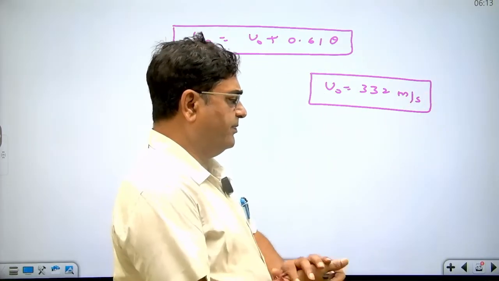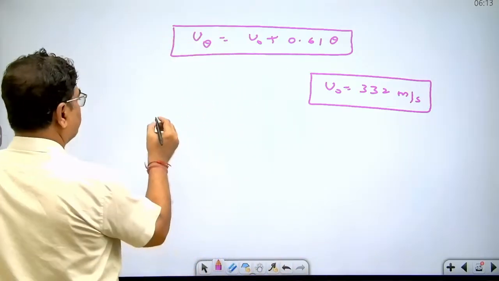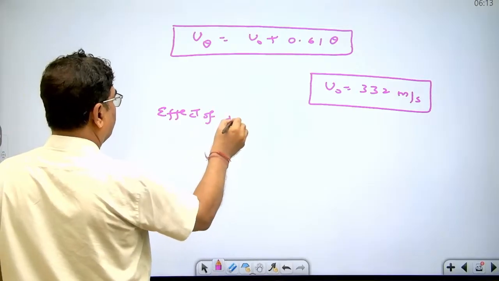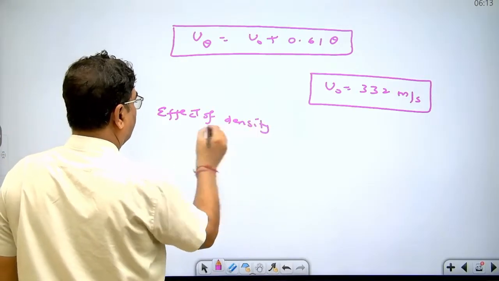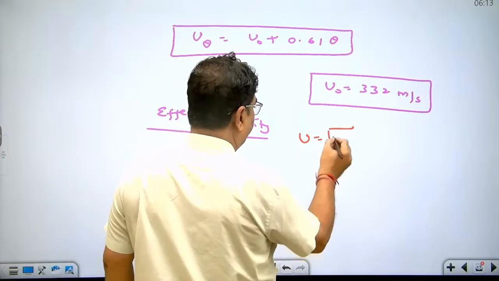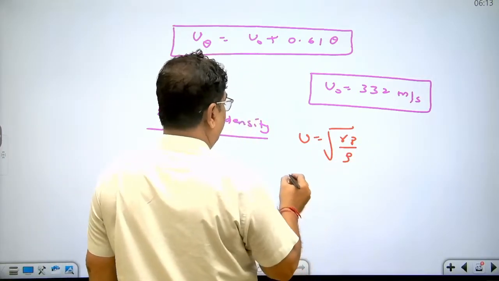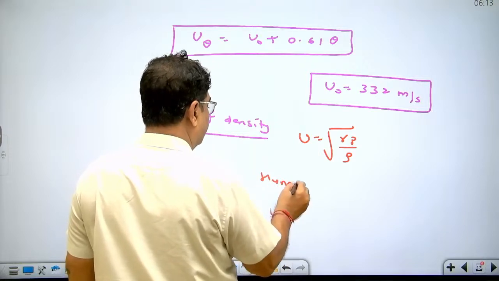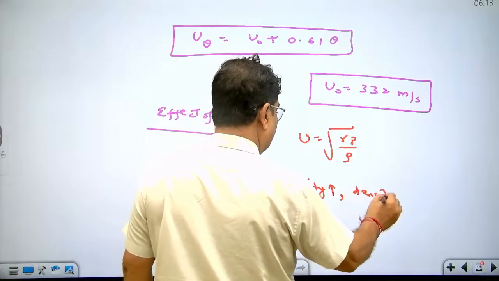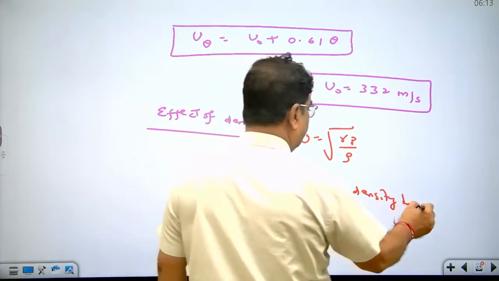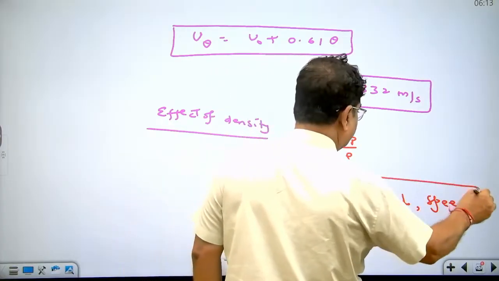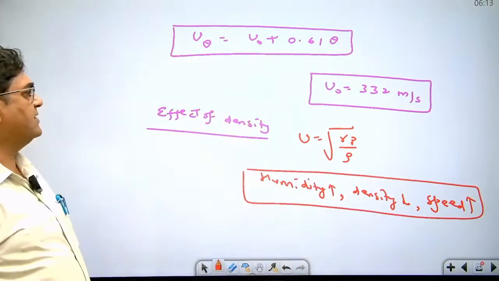Now, what is the effect of density on speed of sound? Effect of density. Dear student, we know v is under root gamma P upon rho. So when humidity increases, density decreases, and when density decreases, speed increases. This is the effect on speed of sound. Okay.